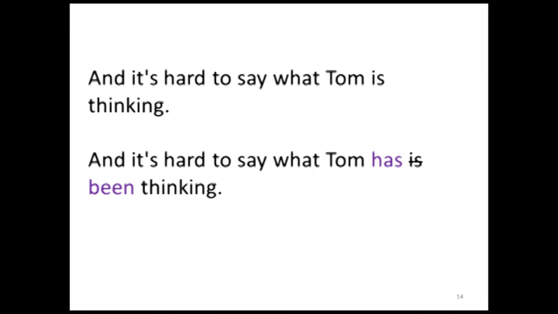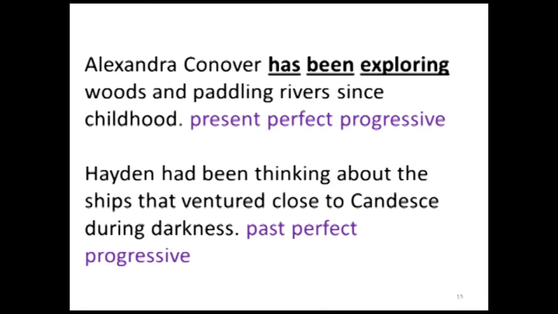Can the primary tense, the secondary tense, and the aspect all work together? Yes, this is where it gets really fun. Take this sentence. Alexandra Conover has been exploring. It's definitely present tense, right? Because of has, it's not had. It's perfect because it has the auxiliary verb have, and the complement verb been is in the past participle. And it's also progressive because it has the auxiliary verb be, and the complement verb to that is a gerund participle.